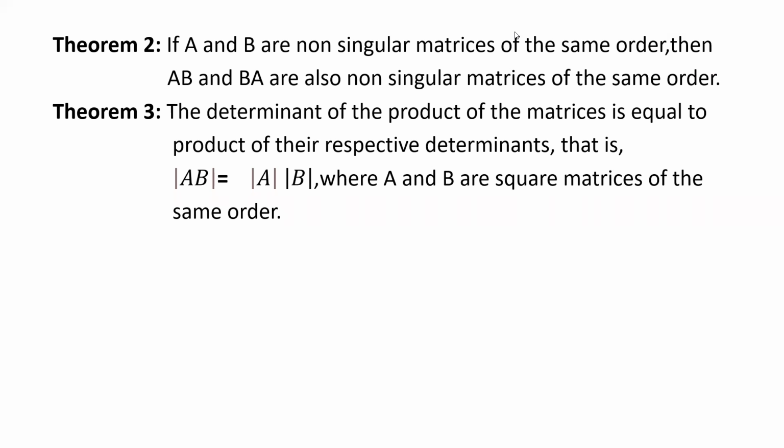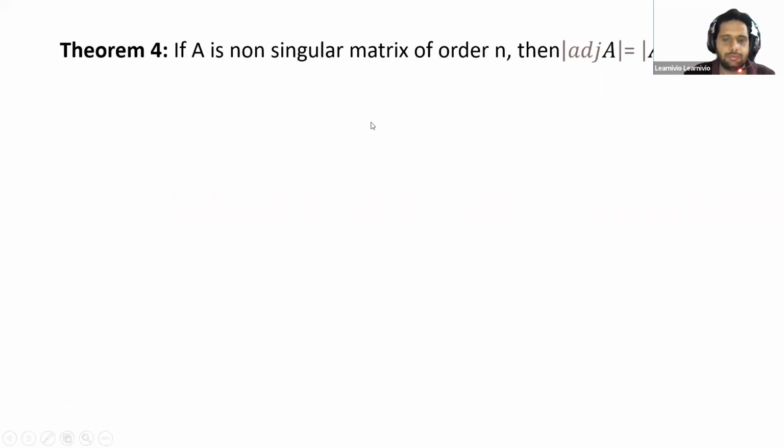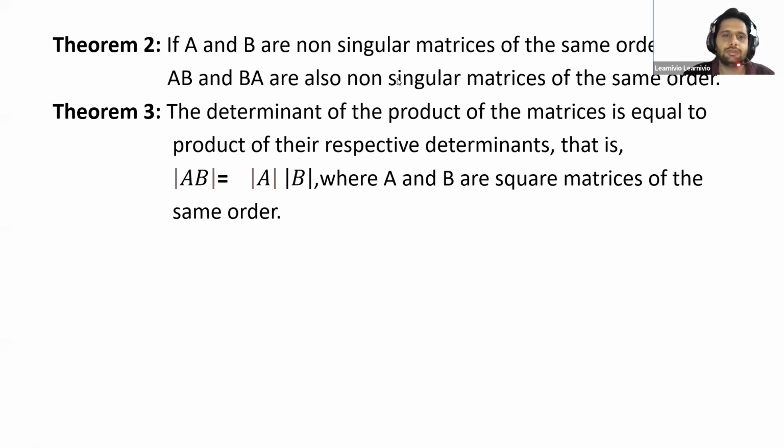Okay, so we will continue our topic. Can anyone tell me if we have completed these two theorems, theorem 2 and 3? I guess we have done 1 and 2 only, sir. Okay, only 1 and 2, that's fine. So please note down the theorem third: the determinant of the product of matrices is equal to the product of their respective determinants.